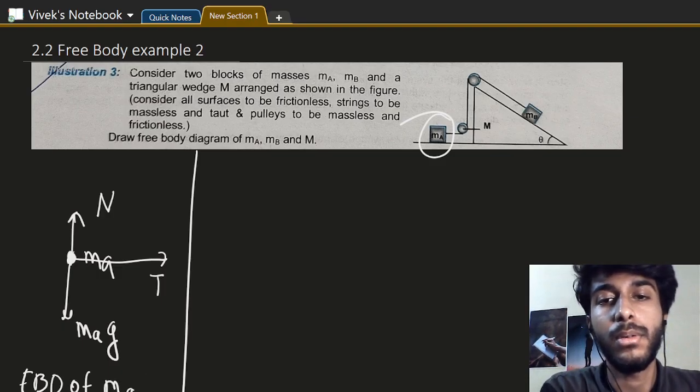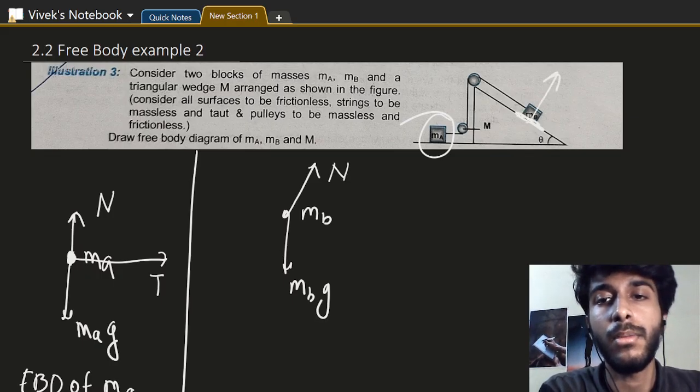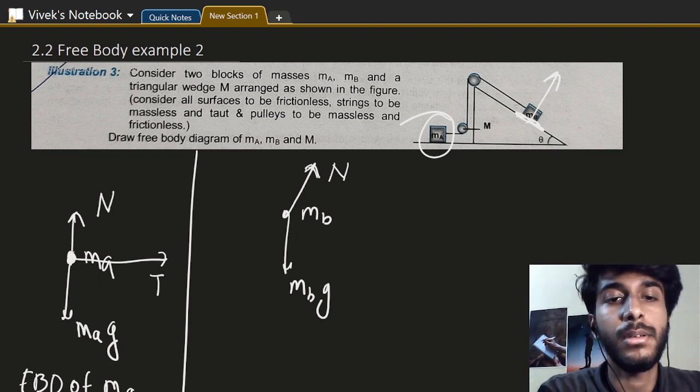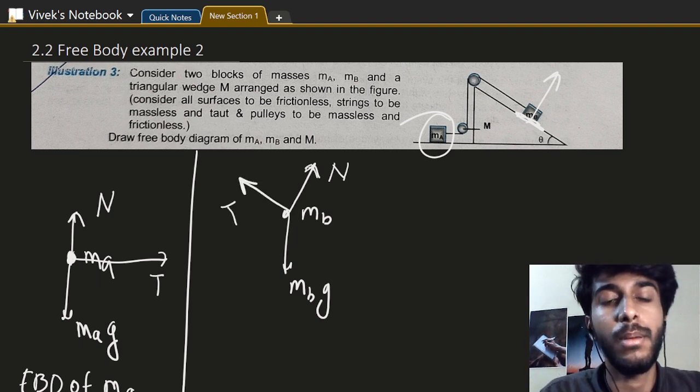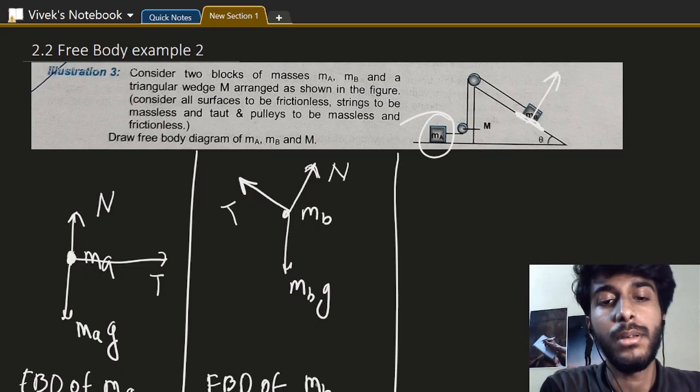Similarly, if we draw the free body diagram of Mb, so Mb into g in downward direction, normal reaction by wedge. This wedge will apply normal reaction. No? Normal reaction will be in this direction, perpendicular to the surface contact, and tension in the direction of string will be applied here. So this is the free body diagram of Mb.